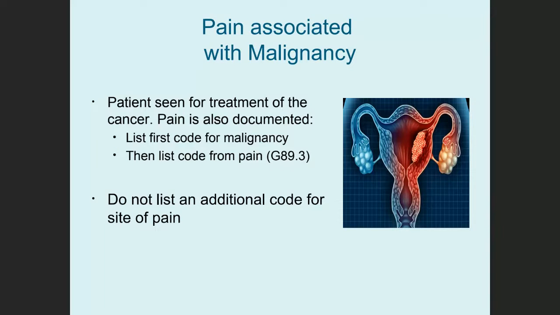The guidelines state that if a patient is seen for treatment of the cancer and the pain is also documented, it doesn't necessarily say treated, but documented, code first for the malignancy and then for the pain. And do not list an additional code for the site of the pain. And lots of the pain codes you list a site because the malignancy is of a certain area, and that presumably is the site or the origin of the pain. So that would be captured in the specific neoplasm code.